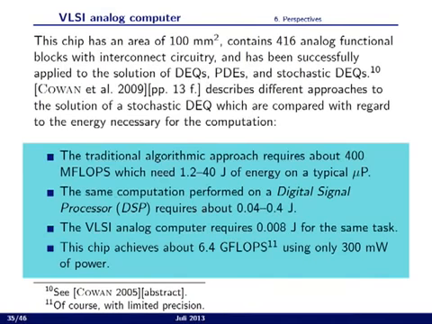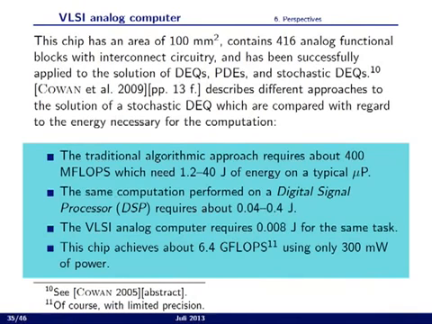He performed some energy measurements and he solved a stochastic differential equation. And he solved the very same equation on a traditional computer, which required about 1.2 to 40 joule of energy for the solution of this equation. A digital signal processor performed a lot better with about 0.04 to 0.4 joule for the same computation, and the very large-scale integrated analog computer he implemented only used 0.008 joule for the same computation.